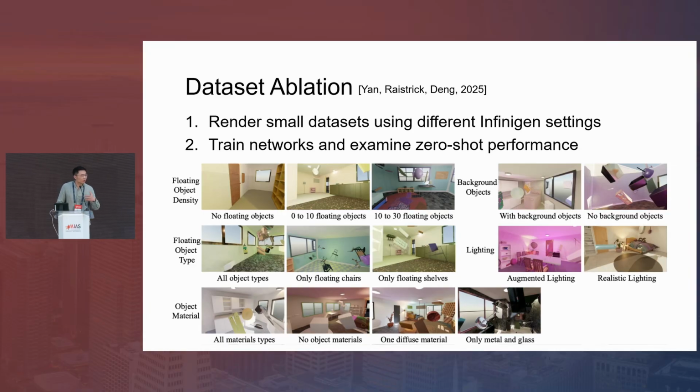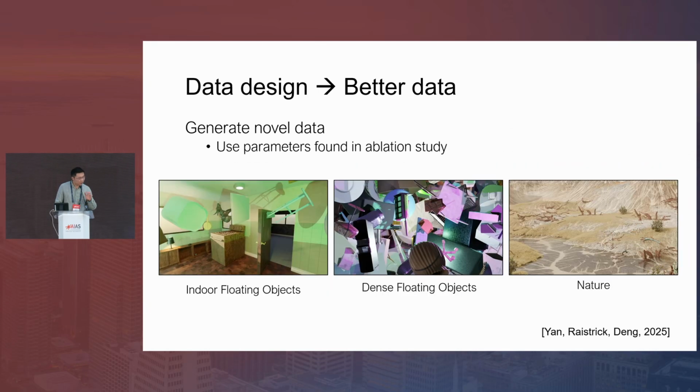In terms of generating 3D scenes, we can ask, okay, how should we place the object? Should the object be floating, or should there be gravity? What about the lighting? What about material? What about the background, and so on? We can look at these factors and understand how they affect downstream performance. And through this ablation, we can understand how to better design the data, and therefore we can have better data.